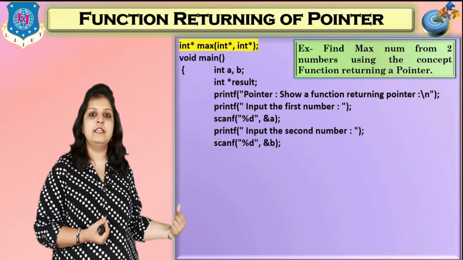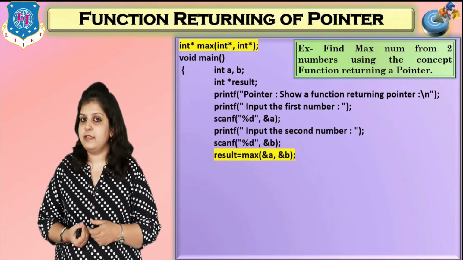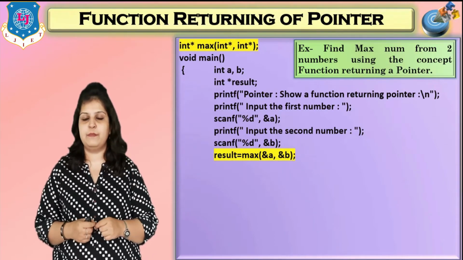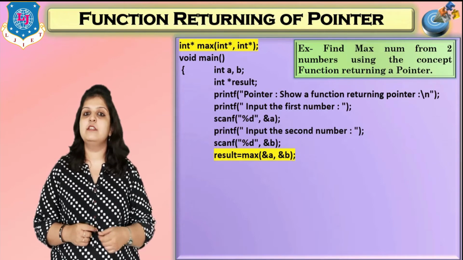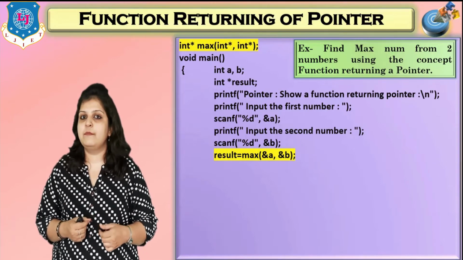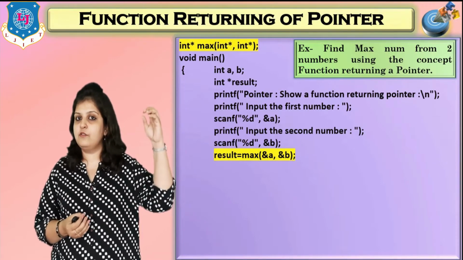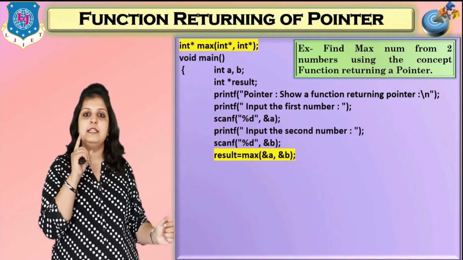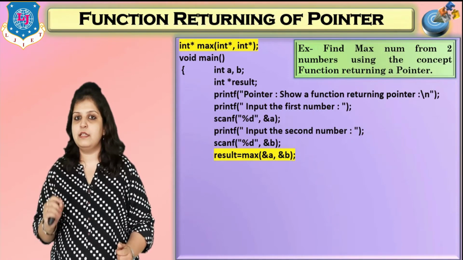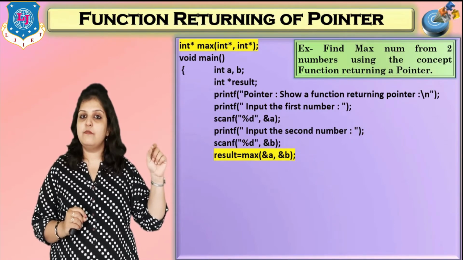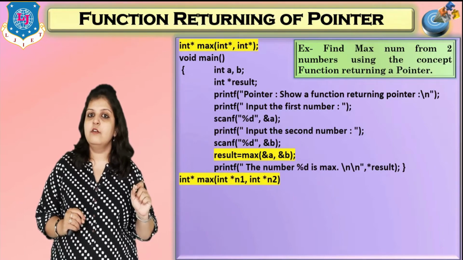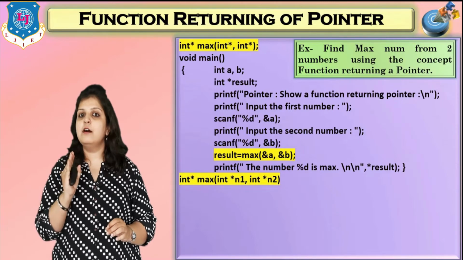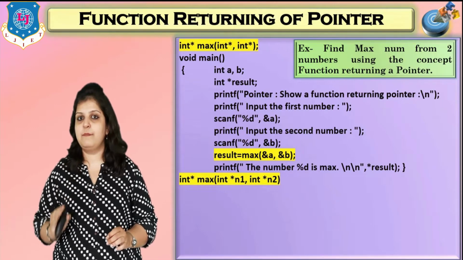So I am writing result is equal to our function name, that is max, and in the brackets you have to pass the address of a and b, because in the formal parameters we have used pointer variables. For a pointer you must pass the address, not the value. So I am writing ampersand a, that is the address of a, and ampersand b, that is the address of b. So the address of a will be passed to our first pointer. Here I am taking n1 as the first pointer, and ampersand b, the address of b, will pass to our second pointer.